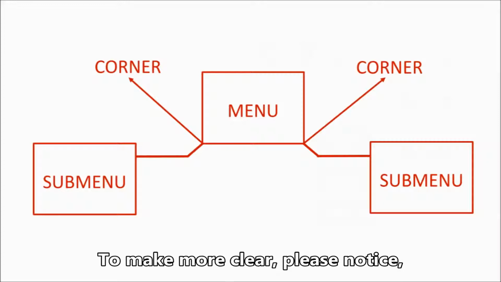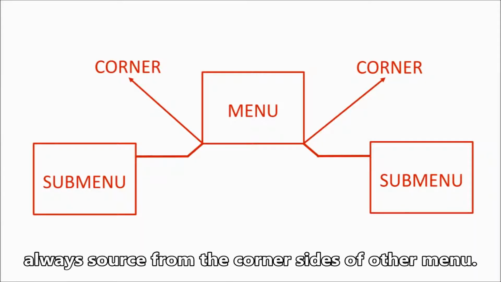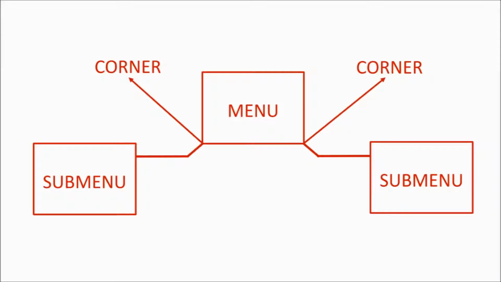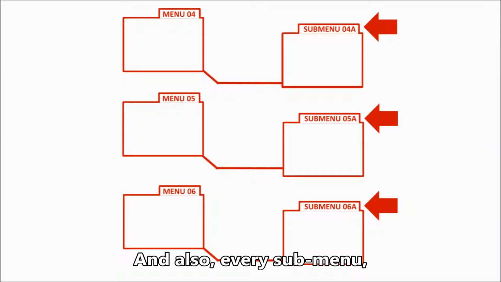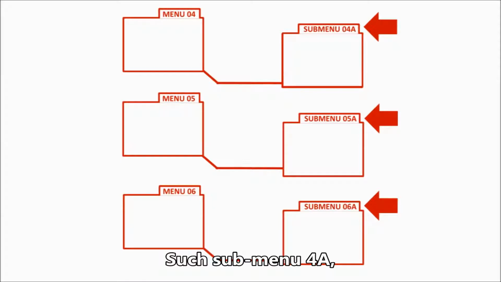To make it more clear, please notice that every submenu always comes from the corner sides of another menu. And every submenu is not only a number, but is always followed by a letter behind it, such as submenu 4A, 5A, and 6A.